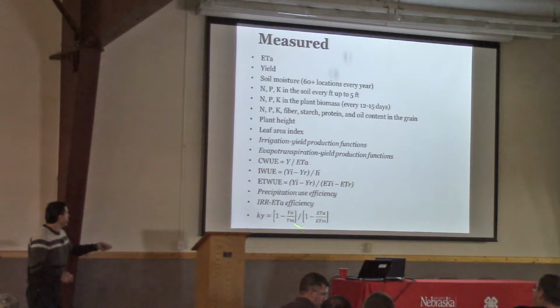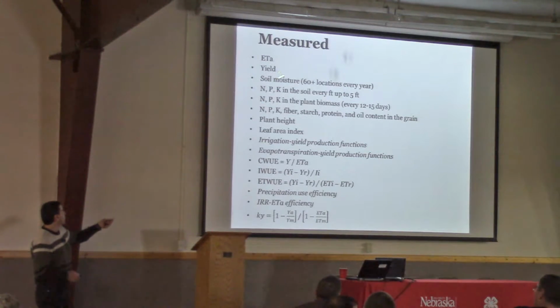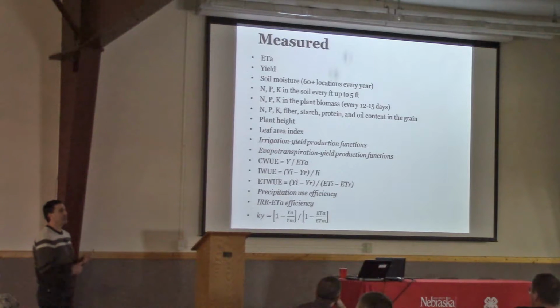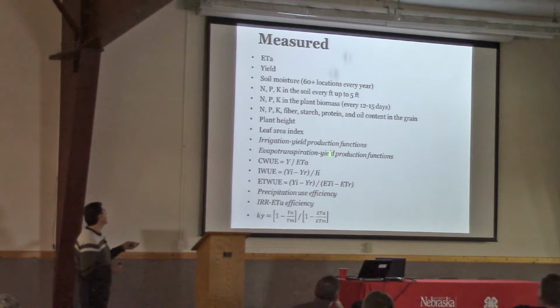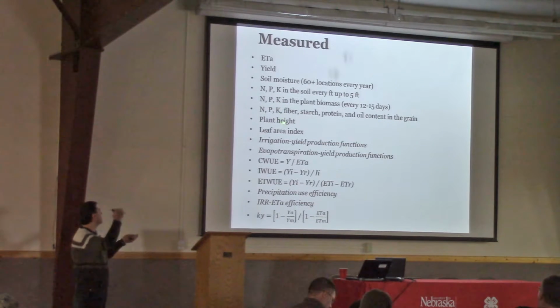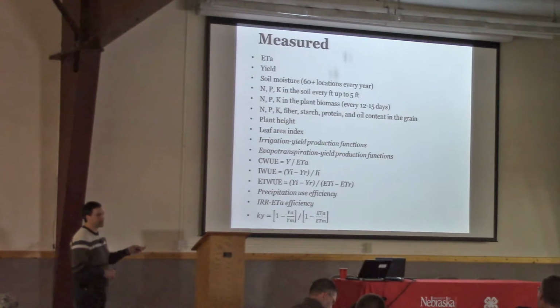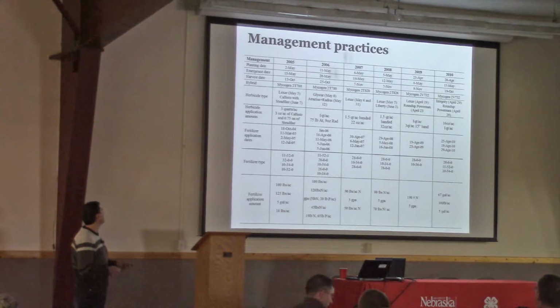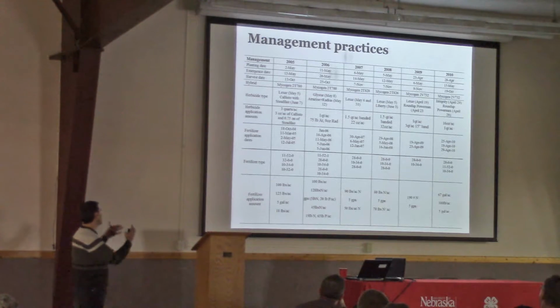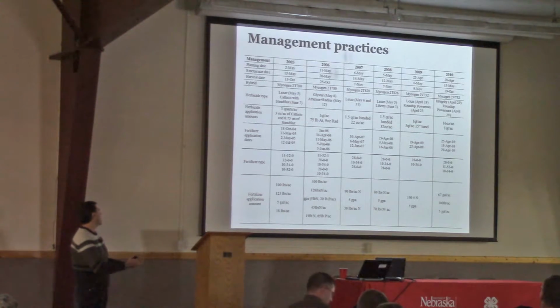So we measured many different variables, including evapotranspiration, yield, soil moisture. I do have an excellent data set on nitrogen, phosphorus, potassium, and other micronutrients from different parts of the field. We have grain quality analysis, oil content, protein content, starch, fiber, and so on. We monitor plant height, leaf area index, irrigation yield production functions, ET yield production functions, efficiency terms, and also precipitation use efficiency. I don't know if I'm going to have time to talk about all those, but we keep a good record of our management practices, what happens in the field, in what treatment, in what replication of plot, what we apply, when we apply, how much we apply.